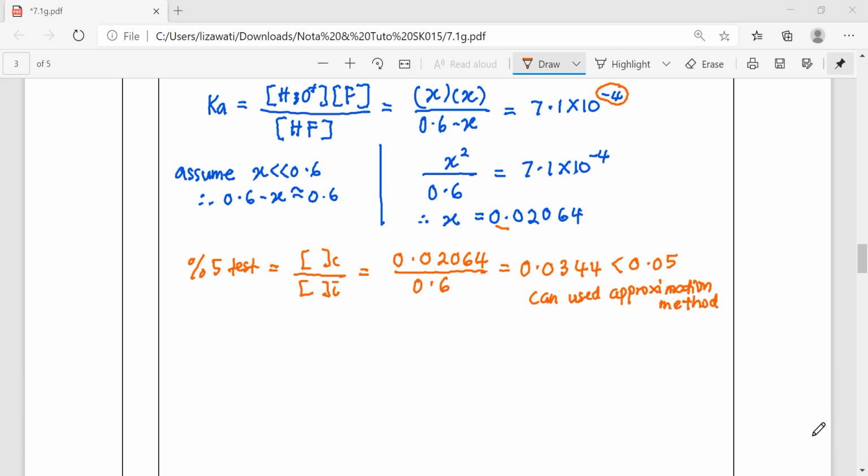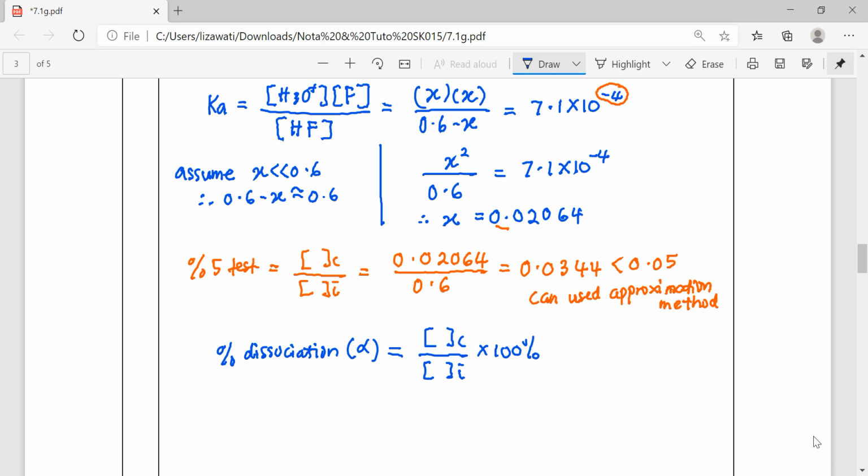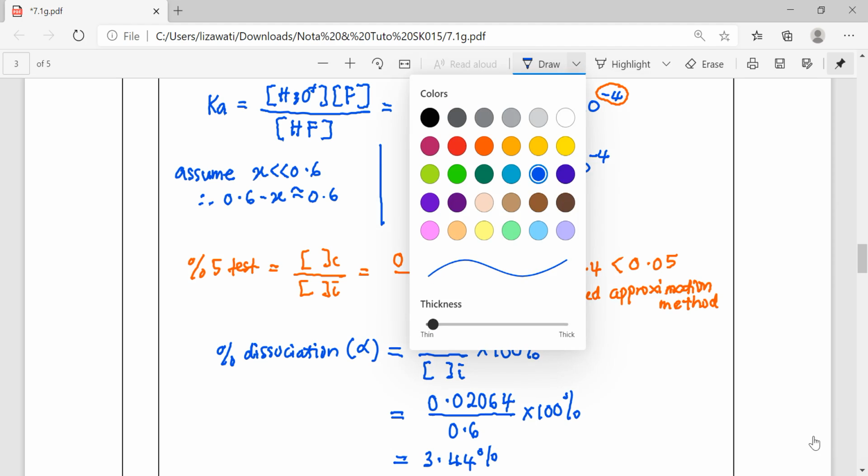Next step, you can find the percentage of dissociation. First of all, write the formula. Then substitute the values. The change in concentration refers to the value of x here, so 0.02064 over 0.6, times 100%. From here, you'll get 3.44%.